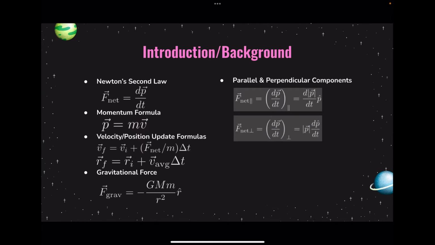So first, we're going to need to know some equations before we begin. We have Newton's second law, or the momentum principle, where F net is equal to dp over dt, and the components that make up F net are the parallel and perpendicular components. The parallel component has to do with acceleration, speeding up, slowing down, whereas the perpendicular component has to deal with the direction, so curving motion. And then we have the momentum formula, where momentum is equal to mass times velocity.